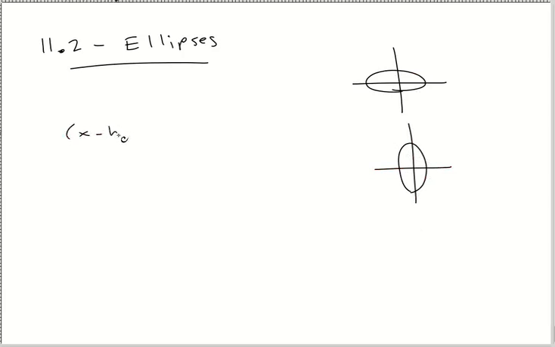So we got (x minus h) squared all over a squared plus (y minus k) squared all over b squared is equal to 1. And that's it. All right, let's go.